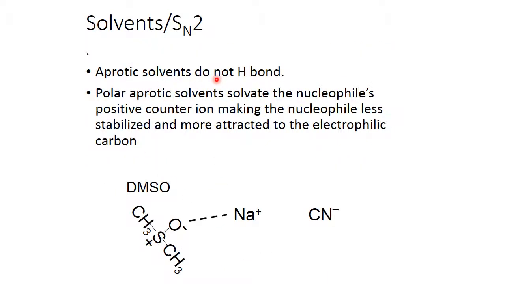Aprotic solvents do not hydrogen bond. Here is DMSO. This is the Lewis dot structure for DMSO. You can see that DMSO has a very negative oxygen that will actually coordinate with a positive cation. What does it do to that nucleophile? It actually makes that nucleophile kind of naked and more nucleophilic. So the polar aprotic solvents, not only do they help to solvate the nucleophile, but they pull the cation away from the anion, making it more nucleophilic.